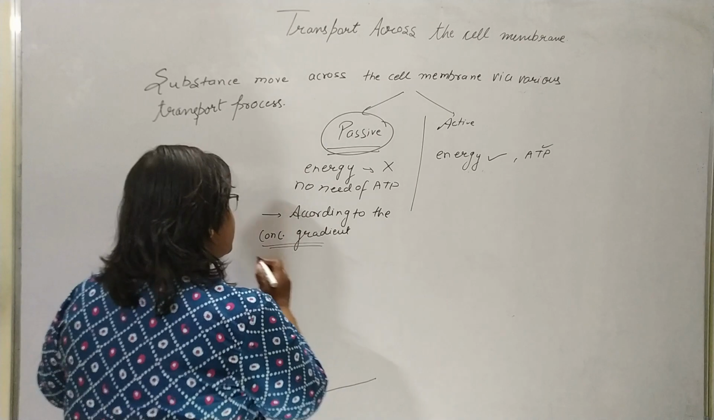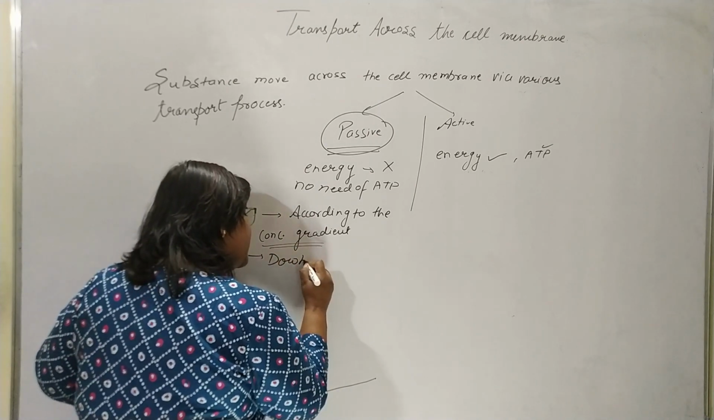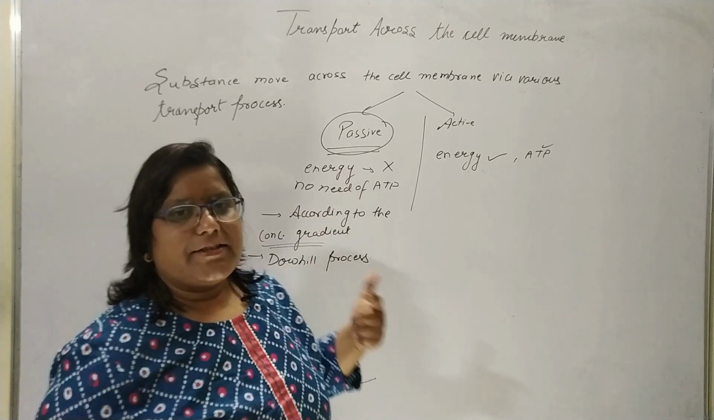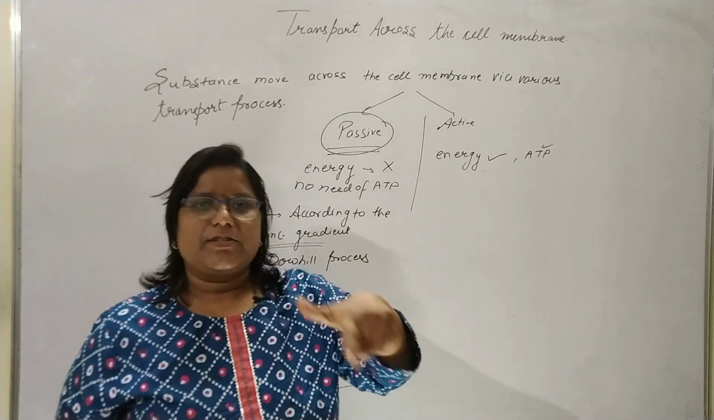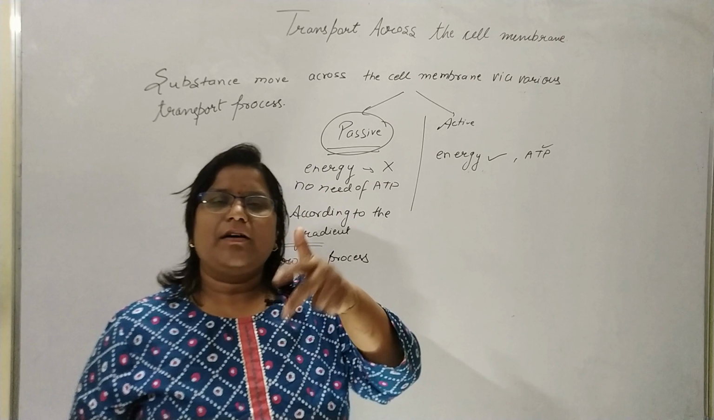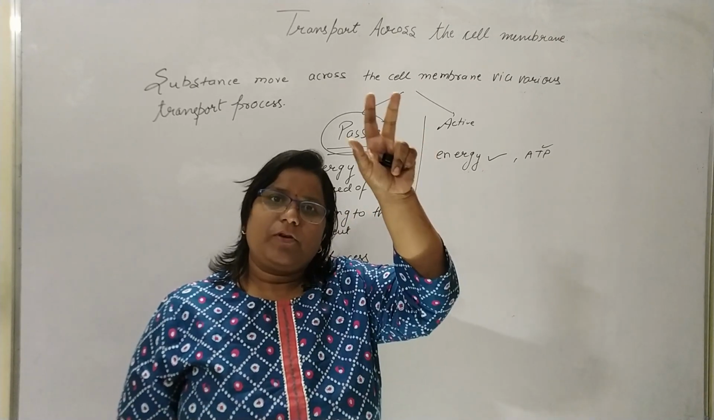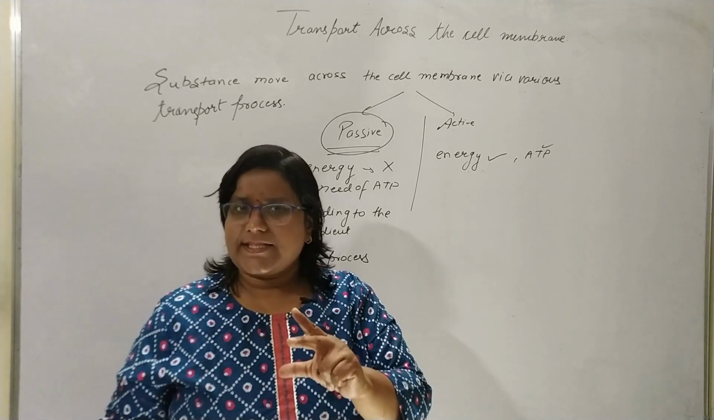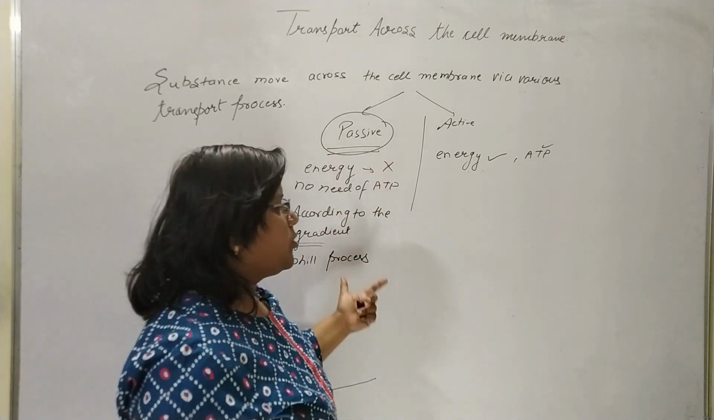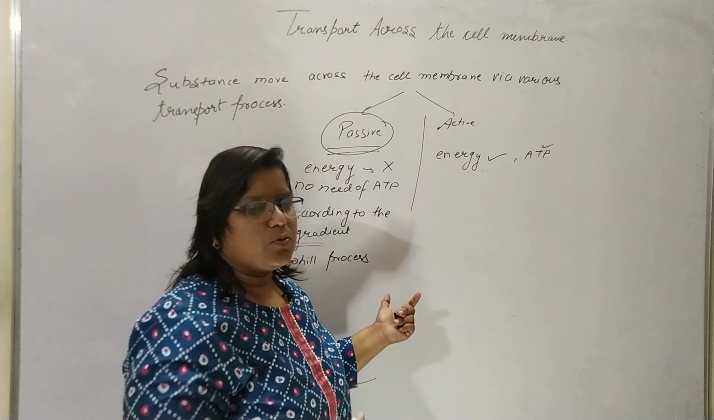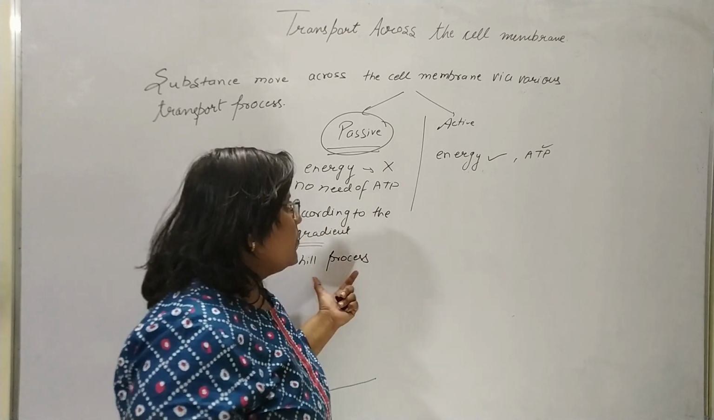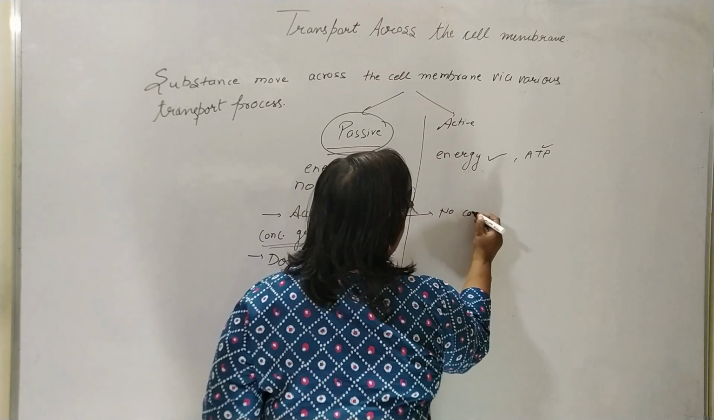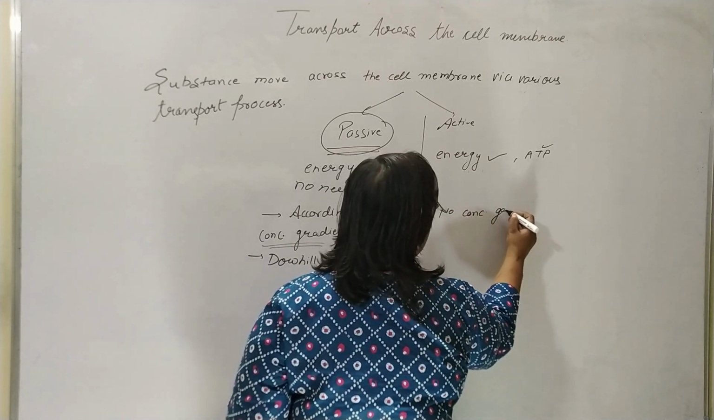Okay, so this process is known as the downhill process. Because, as you know, when you pour water from top to bottom, there is no requirement of a motor or electrical energy. Automatically the water moves from the upper side to the lower side. So this is the downhill process.